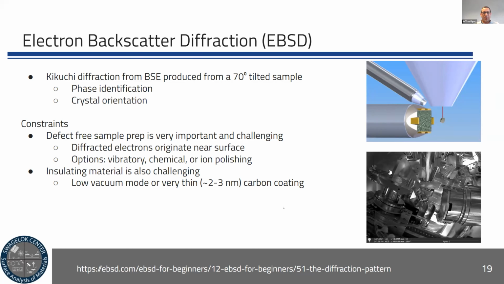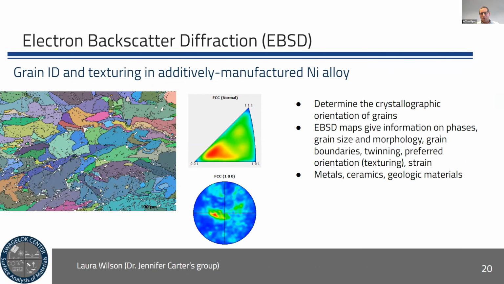There are some constraints in that you really need a defect-free sample, which is very important and challenging to accomplish. So it needs to be chemically polished or polished down to colloidal silica or ion polished. That's because the diffracted electron beam signal is coming from just the very near surface. So any sort of surface defects will spoil the pattern. And also insulating material can be very challenging, but this can be done in low vacuum mode or with a very thin carbon coating.